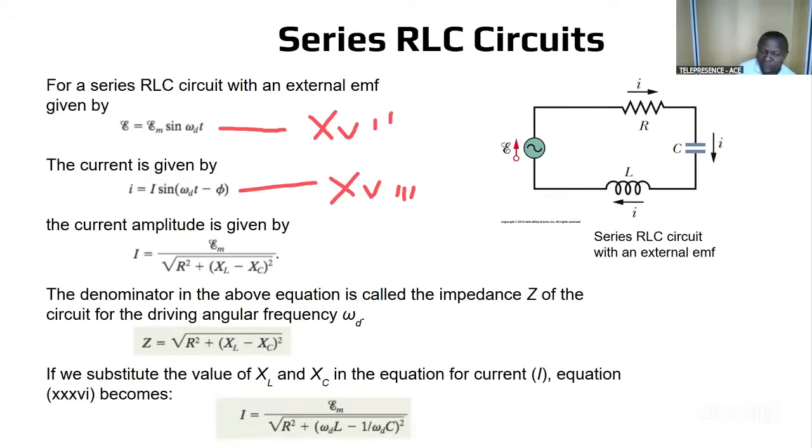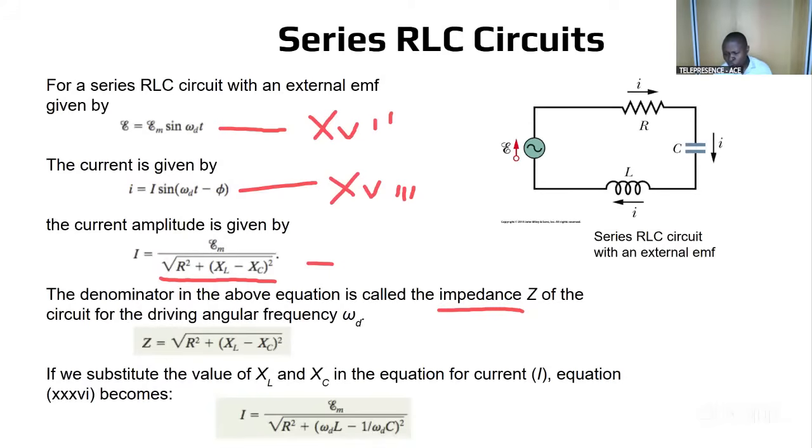So the current amplitude is given by this equation. I is equal to εm over the square root of R squared plus (XL minus XC) squared. Now, this parameter, the square root of R squared plus (XL minus XC) squared, is known as the impedance of the circuit.